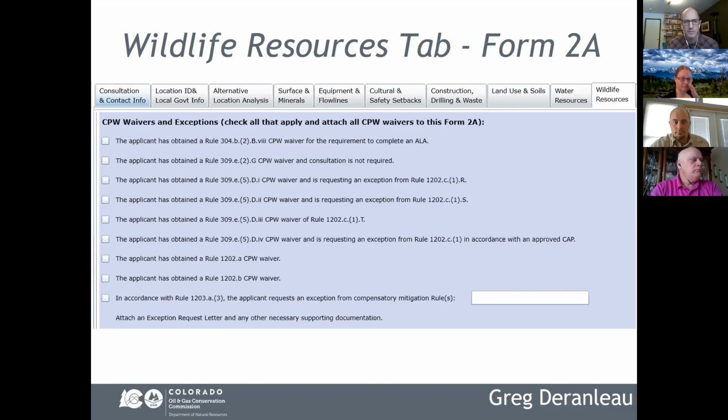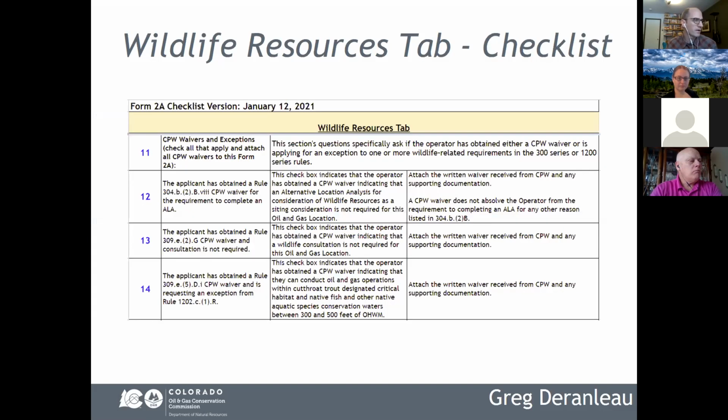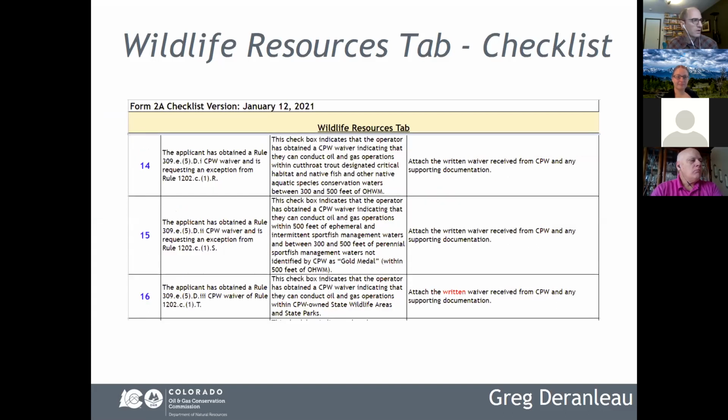And then the last checkbox on this tab indicates the operator is seeking an exception from compensatory mitigation, which is allowed by Rule 1203A3. The director may grant an exception for the direct and indirect mitigation requirements based on consultation with CPW. And next slide, Hannah, I think I've got a few more business checklist slides, so we can click through those.